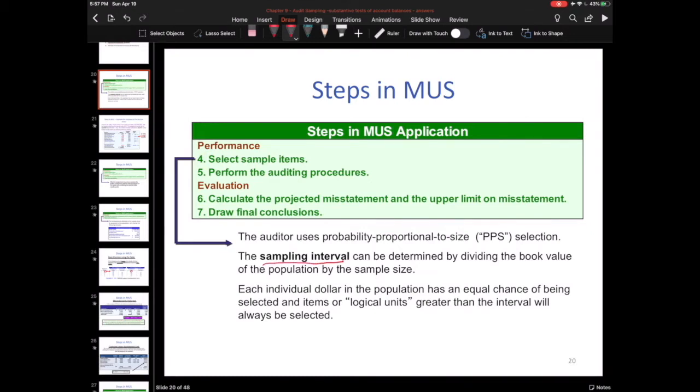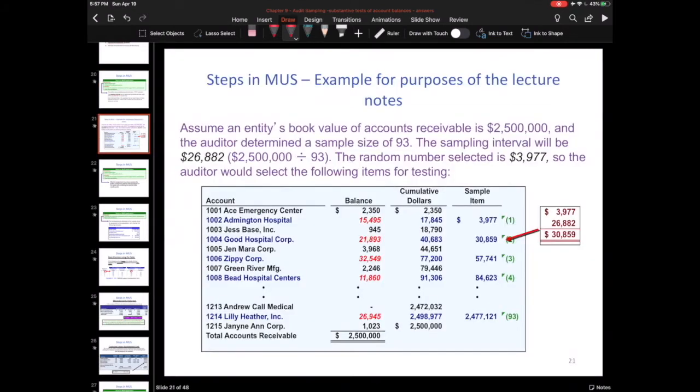So to go through an example, let's say we're auditing AR, the book value of AR is 2.5 million and we have a sample size of 93. Then the sampling interval is just 2.5 million divided by 93, or 26,882. So 26,882 is going to be my sampling interval.